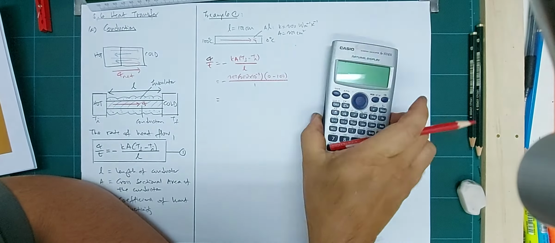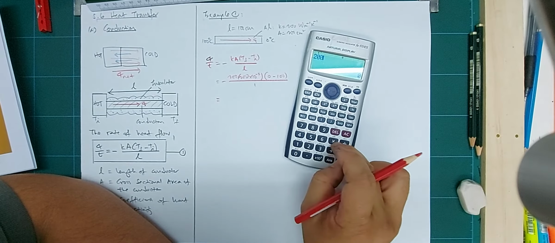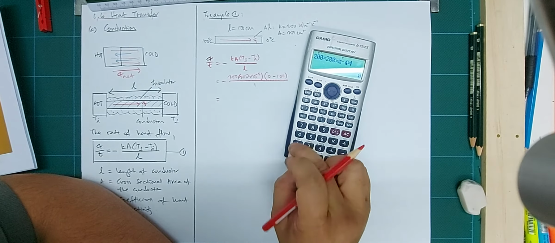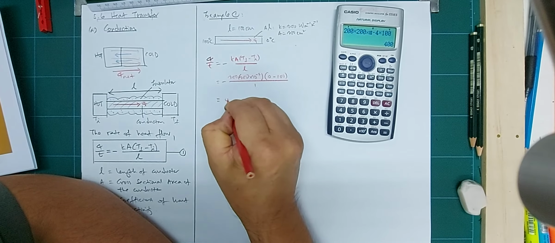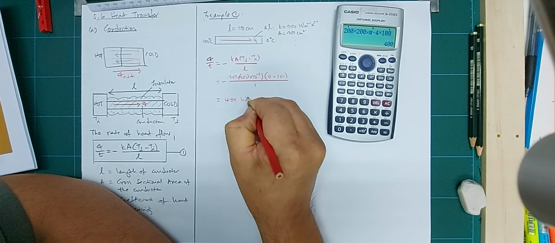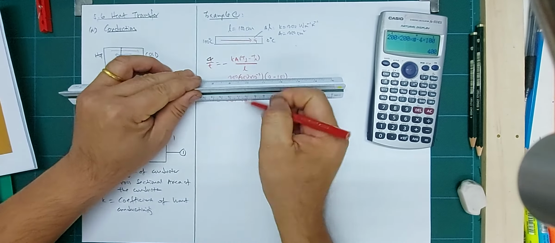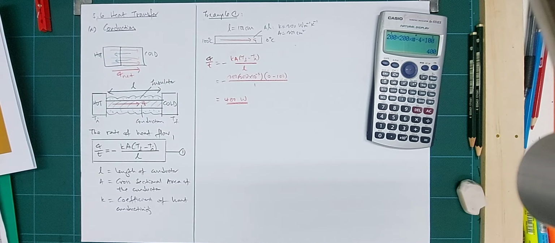So our negative sign is no more. Now we have 200 multiplied by 200 times 10 to the power negative 4, multiplied again by 100, and then divided by 1. So the answer is 400 watts, or joule per second. Now it looks so simple to calculate, right?